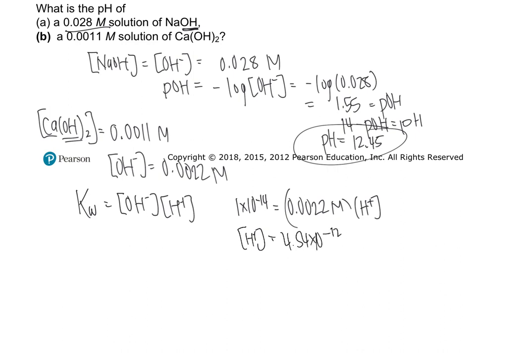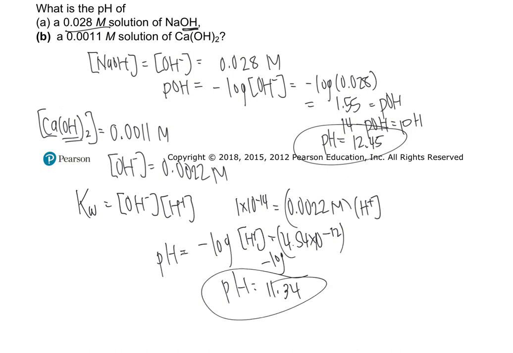And I'll take the negative log of that answer to get pH. So the pH is the negative log of this answer, which is 11.34. So very basic, which makes sense because I just added a strong base.